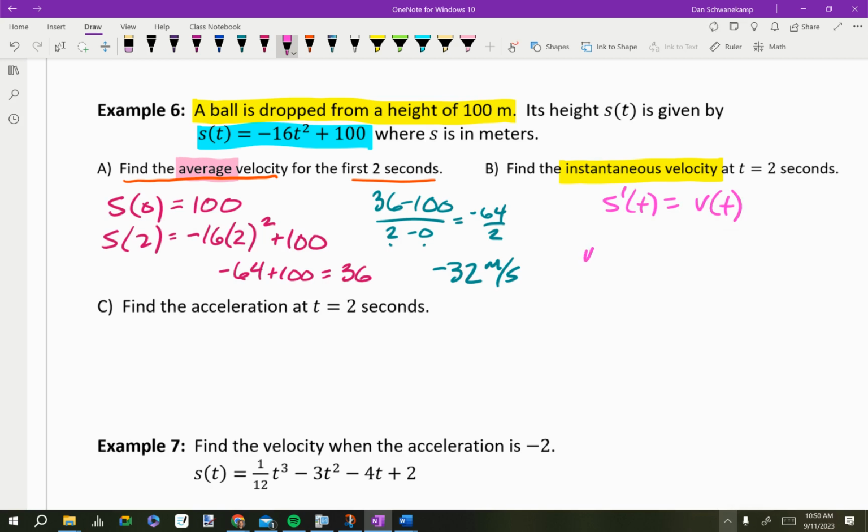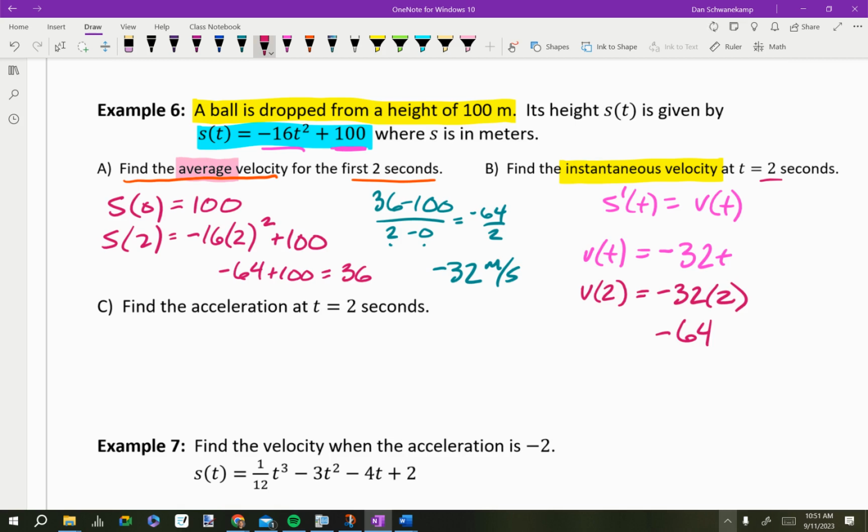Okay? So for here, we're going to say what v of t is. That's our derivative. Derivative of negative 16t squared. Negative 32t. What about the derivative of 100? 0. Negative 32t. That's my derivative. Great. I got it. Then I want to find it at 2. So then I take 2 and plug it in. I get negative 64. That is velocity.